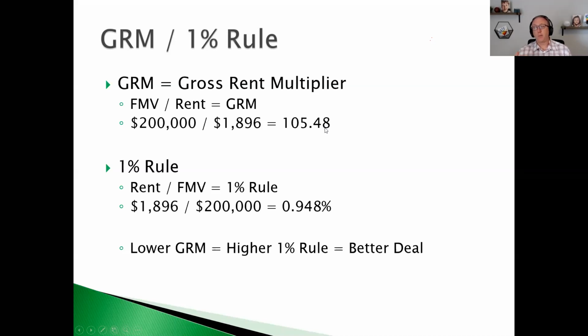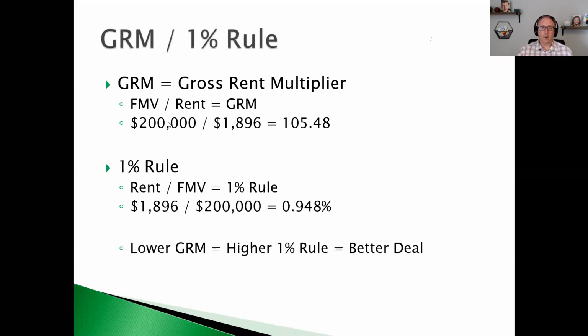Or I have a minimum criteria. It has to be at least a 95 GRM. Okay, well, this is a 105. 105 is higher than 95. Lower is better, so I will pass. I will not take this deal on, okay? So again, all of these things are just data points. They're different ways to analyze the deal.